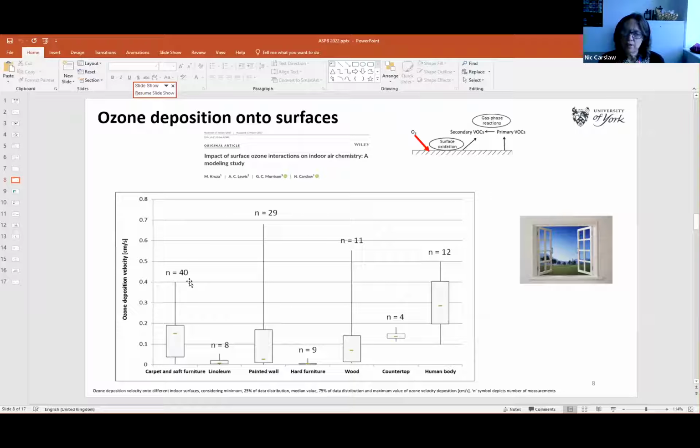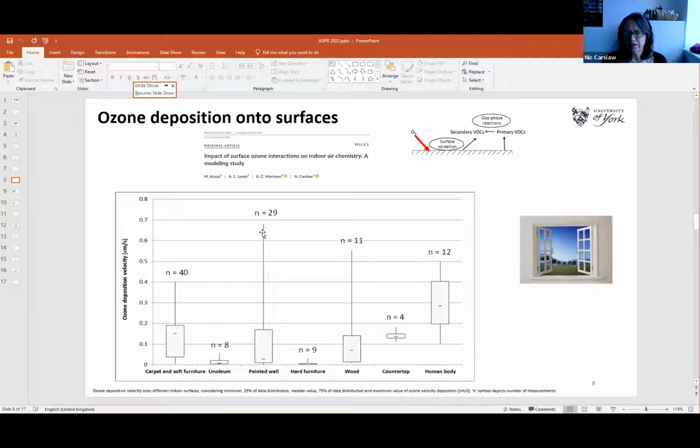And what we've got here is a box and whisker plot. So what these show is the lines incorporate the maximum and minimum values, and the boxes incorporate the 25th to 75th percentile values. And then the little green line, hopefully you can see that, is the median value. So what you can see from this is that there's lots of scatter. And the reason for that is that depending on things like the age of the material, the way that these measurements are made, you can get a wide scatter, and that's particularly the case for painted walls.